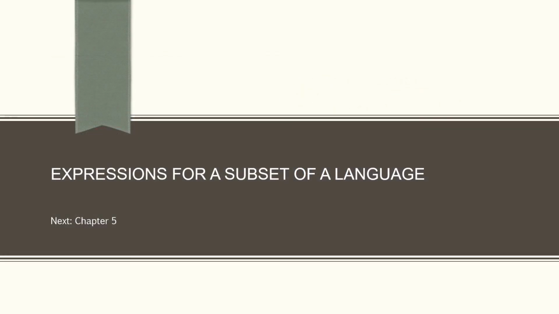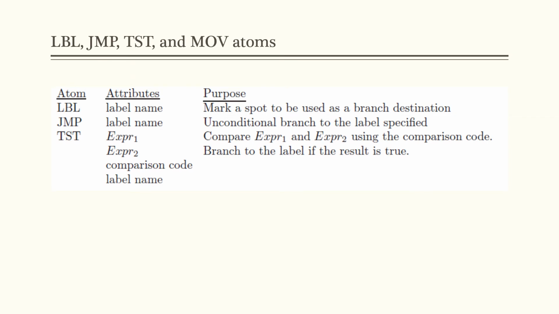Now we want to look into the expressions for a subset of a language. So here we want to see some important expressions that we normally use when we want to construct or develop our code. Okay, so there are a few, like in this slide, we have LBL, JMP, TST, and MOV. There are also Boolean expressions as well as assignment statement expressions. So we will look at them one by one. The first ones are LBL, JMP, TST and MOV.